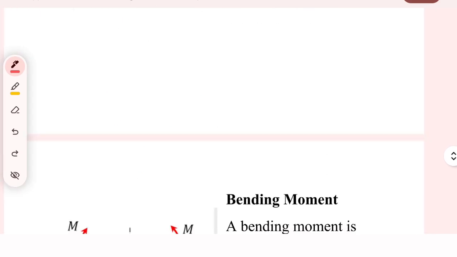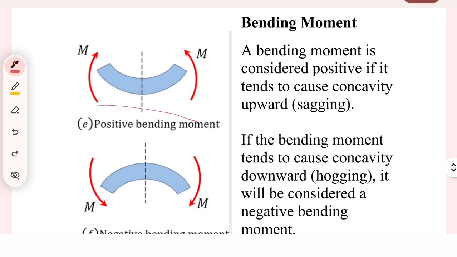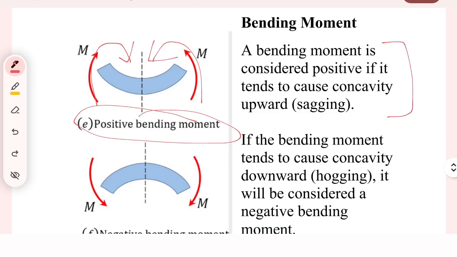And what about the bending? Here's a positive bending. So this is a positive bending moment. Look at the direction. The moment is considered positive if it tends to cause concavity upward or sagging. So if it makes the object sag like that, then the moment that's acting on it is a positive bending moment because it causes the object to sag.